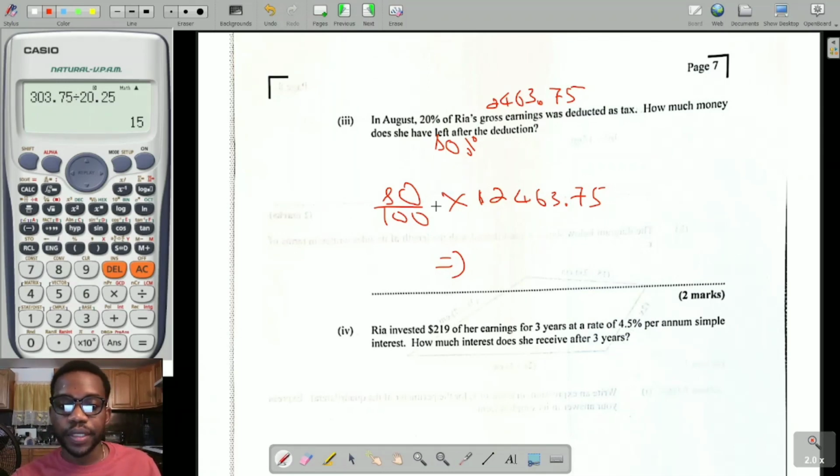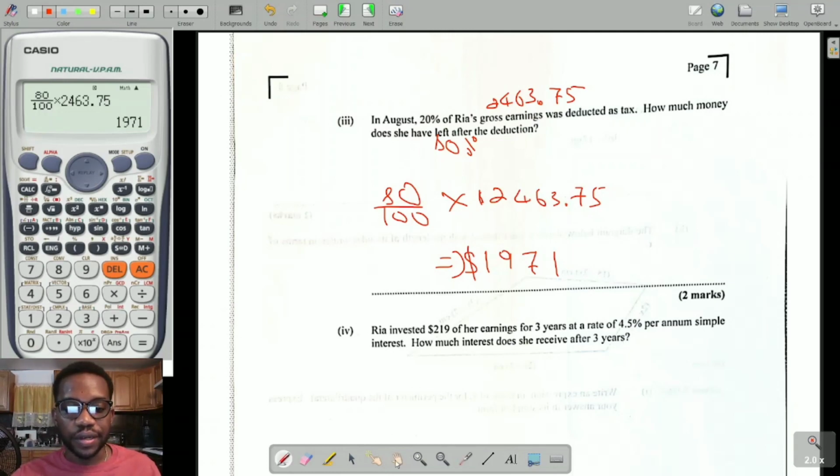Once again, this is one for the calculator to make your life easier. So I'm going to put on my fraction bar, 80 over 100. Make use of your calculator. You go to the side, multiplied by $2,463.75. So that's going to be $1,971. And if I don't put on a number sign, it's not money.